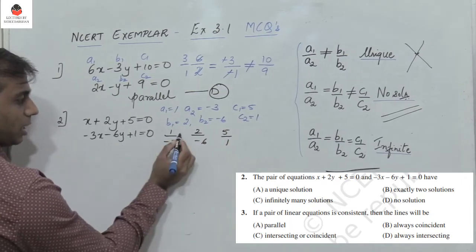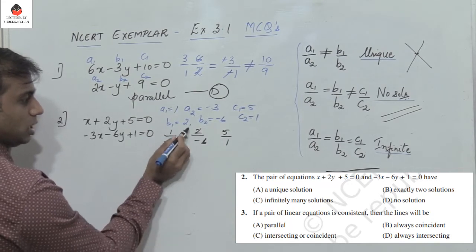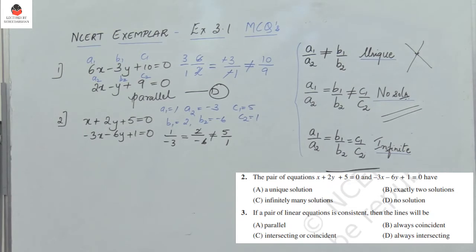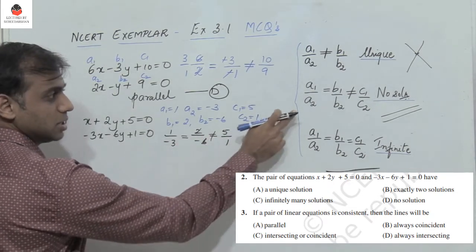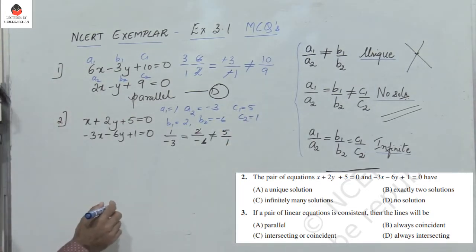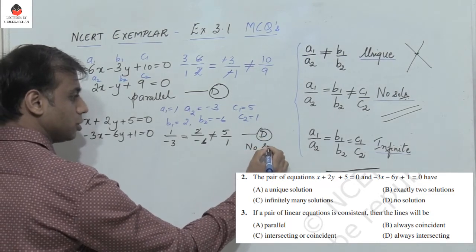So this is 1 by minus 3. This also is 1 by minus 3. So a1 by a2 equals b1 by b2 but is not equal to 5 by 1. So therefore the two lines are parallel. We observe that they are parallel. That means there is no solution. So this corresponds to option D, which is no solution.